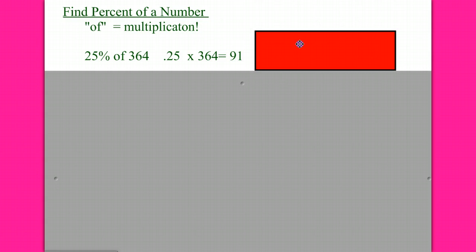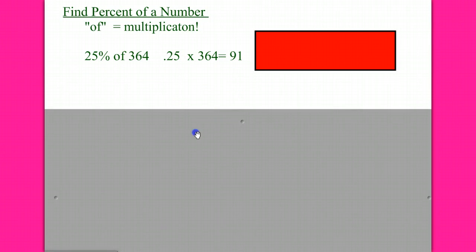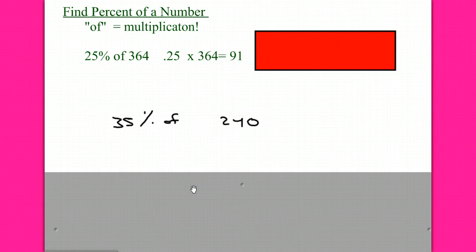Okay? There are other ways to find 25% because it is a quarter of a whole, right? You could actually think about it that way too. But you could simply multiply this, and what do you get when you do? Gavin? Good job, 91. 91 is 25% of 364. Does that seem reasonable to you? Yeah. 25%, like about a quarter of 364? It does. Okay, good. Can you find 35% of 240?